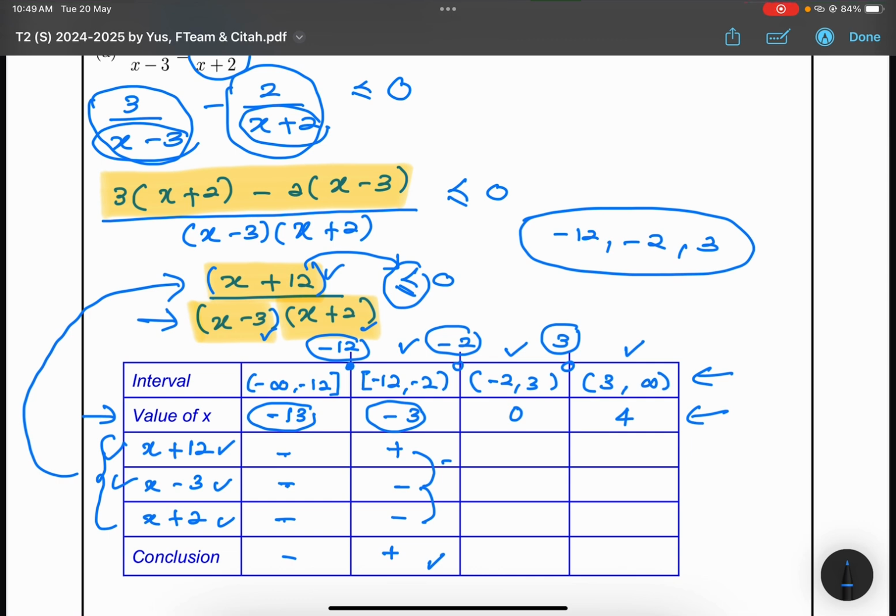Okay, so we continue on the next value of x. Positive, negative, positive. Here positive, positive, positive. So obviously if all are positive, finally you're going to get positive. Okay, this one needs care. Positive meets negative gives negative. Negative meets positive gives negative.